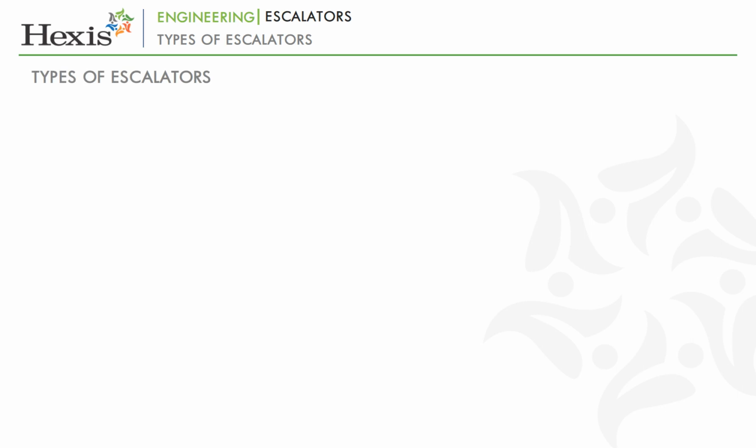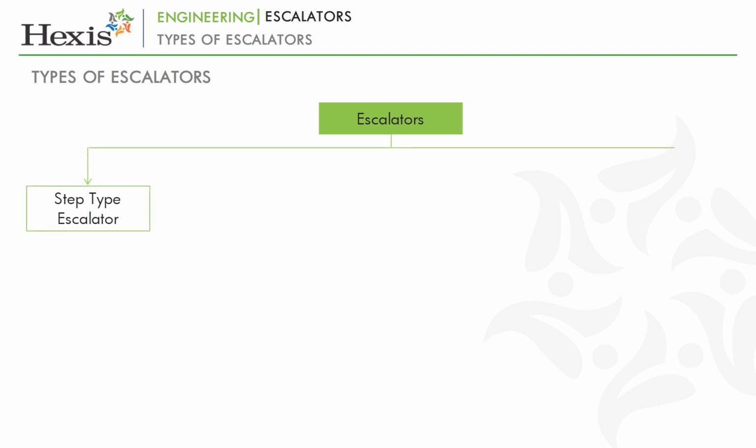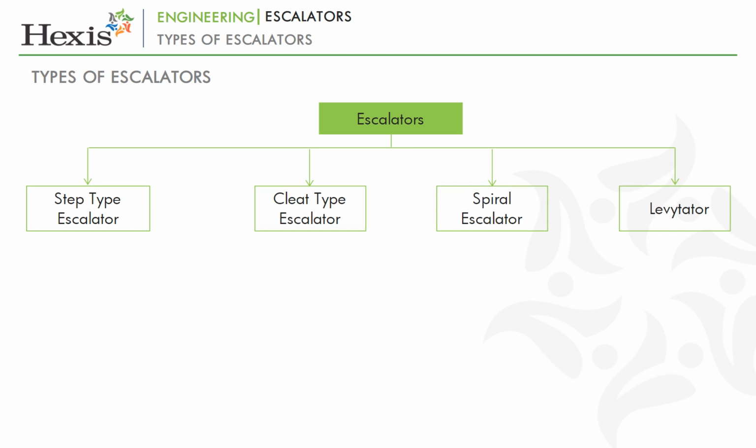So far, you have learned the safety features used in the escalators. Let us now learn the types of escalators. There are many different types of escalators used. Among them, the more common ones in use are step-type escalator, cleat-type escalator, spiral escalator, levitator. Let us learn each in detail.